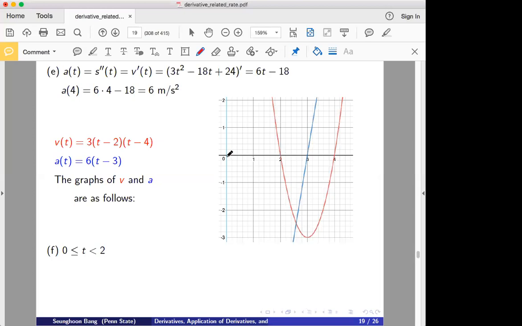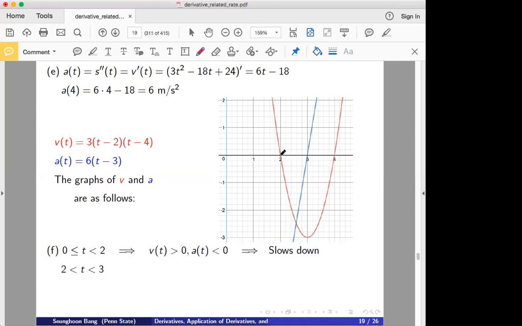For the time interval 0 to 2, the velocity is positive, above the x-axis. Acceleration is below the x-axis, negative. The blue one is negative. The red one is positive. So what does it mean? We have different signs, so it slows down.